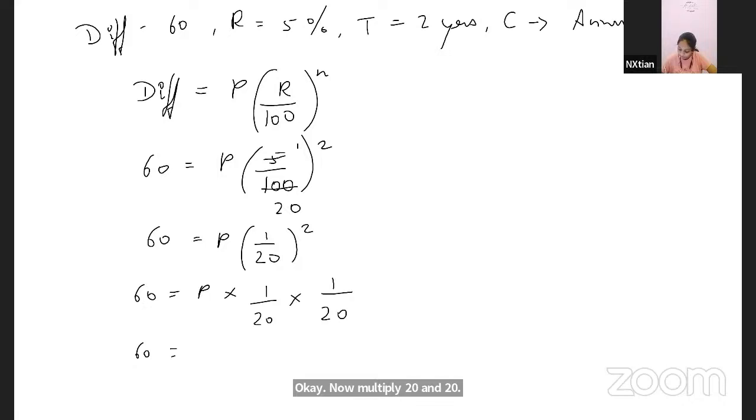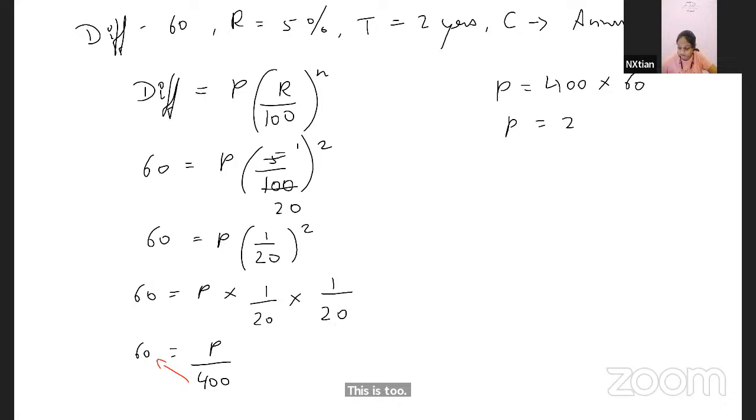The answer is 24,000. Anaya, you're correct. Very good. So now multiply 400 by 60. P equals 400 into 60, which is 24,000.